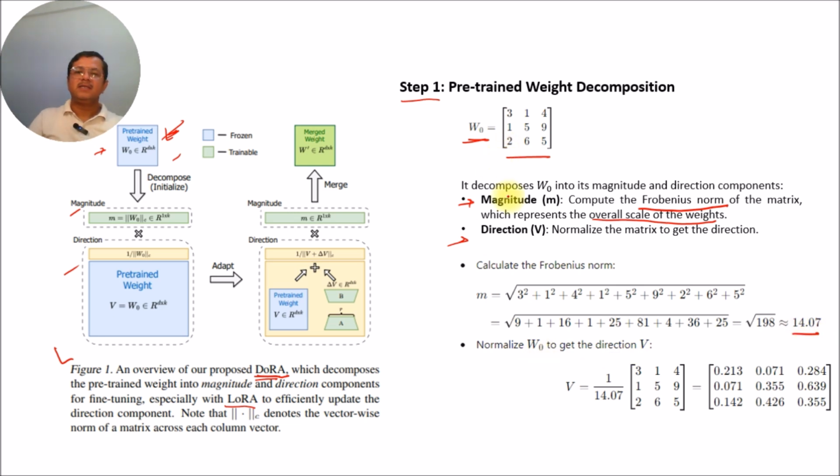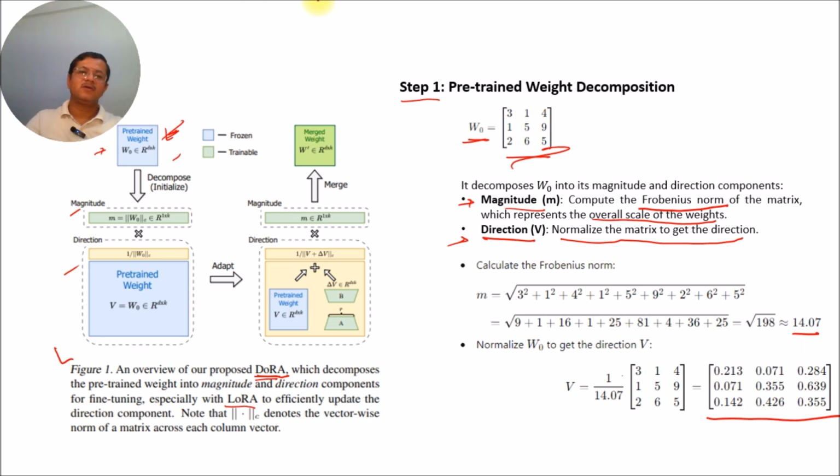The second part is the direction. The direction is obtained by normalizing the matrix, meaning we normalize it using this magnitude. To normalize, we divide by the magnitude, and this is our direction matrix. This is the first part of the DoRA algorithm.